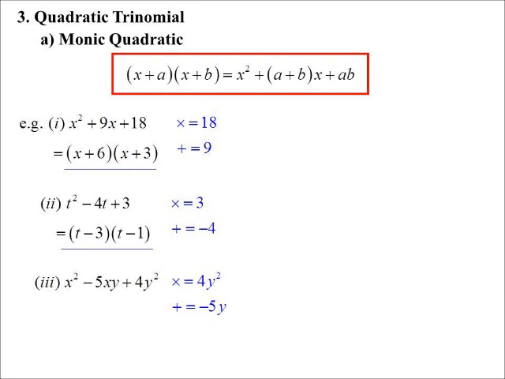5 is what they're going to add together, so it's got to be 4 and 1. So instead of writing x minus 1, we write x minus y, and instead of writing x minus 4, we write x minus 4y.